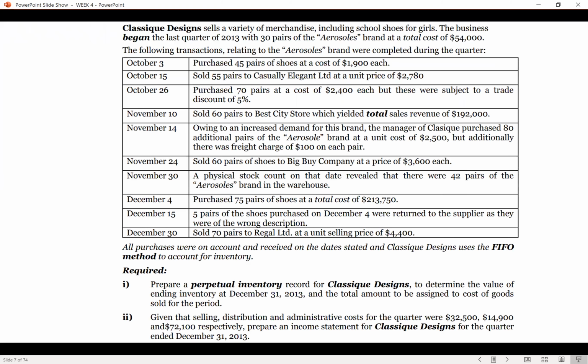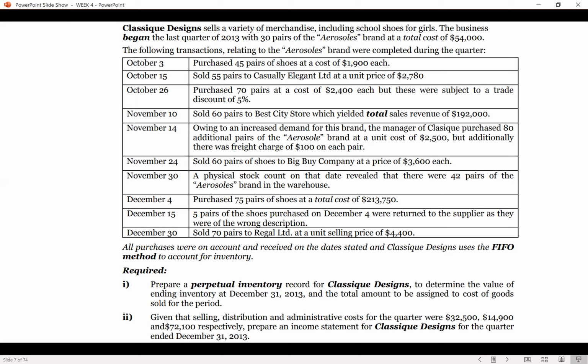So let's go back to the question. As I was saying before, what's the first thing that goes in our table? Beginning inventory. As long as the business has been operating before, we're always going to be looking for beginning inventory somewhere in the question. If it's a new business, you wouldn't necessarily have beginning inventory. You might have inventory on hand, or opening stock, and that would still go in the same place.